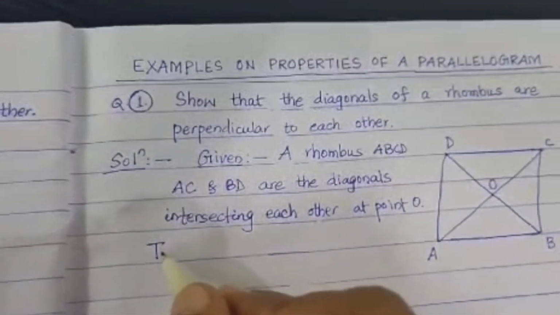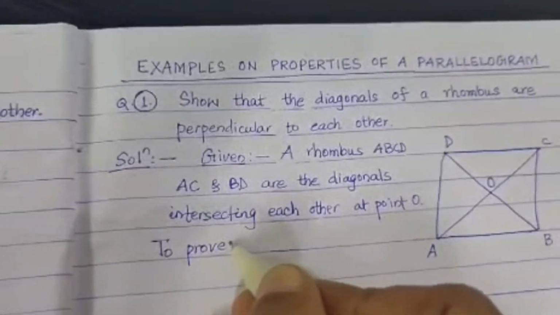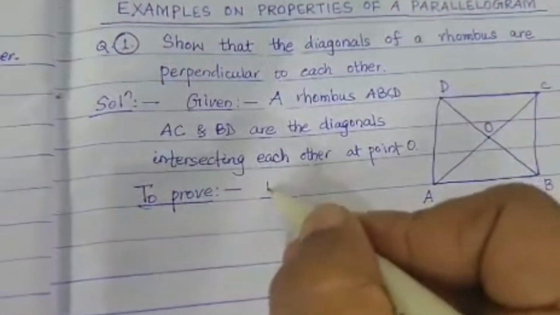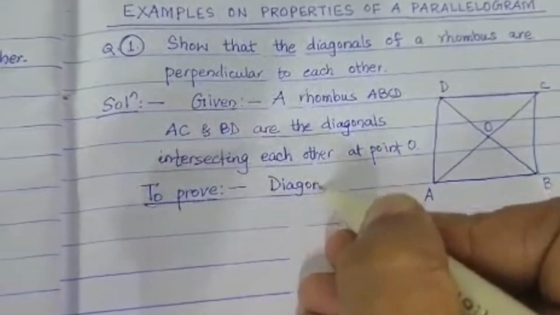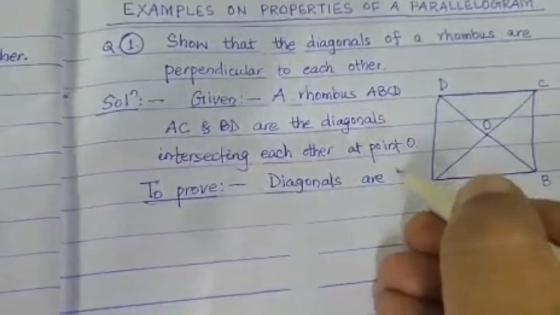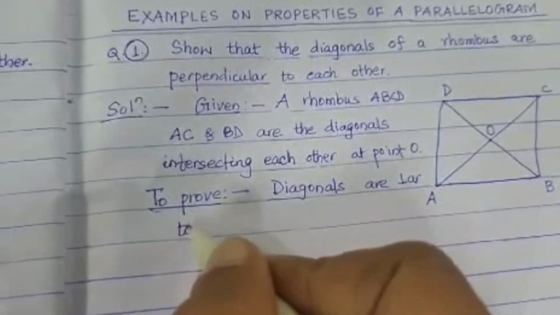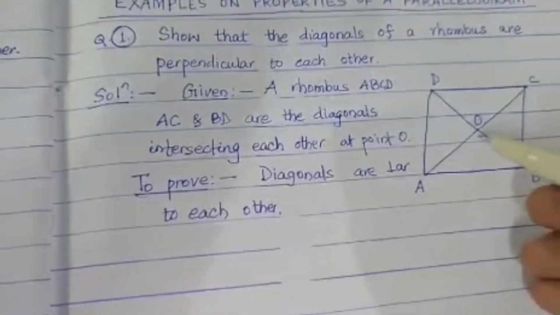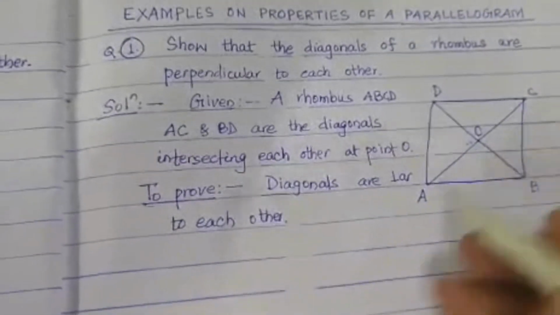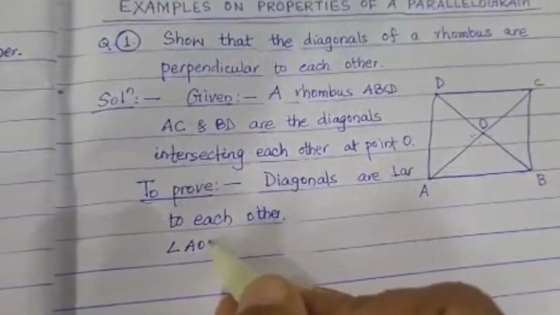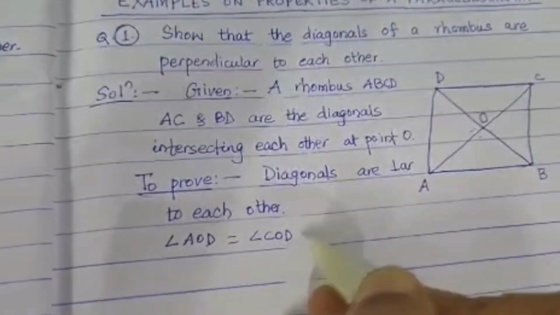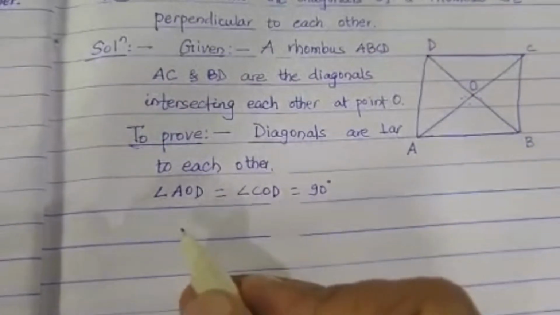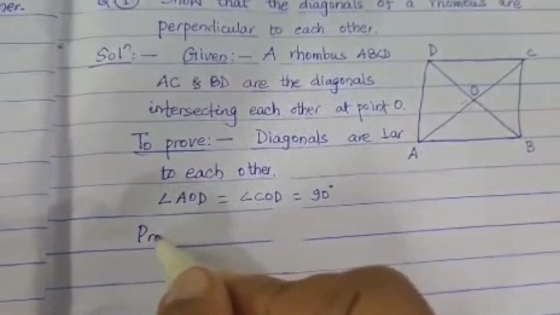Alright. Now we have to prove that the diagonals are perpendicular to each other. This means what? If we prove that these angles are all 90 degrees, meaning angle AOD equal to angle COD equal to 90 degrees, then we can say that the diagonals are perpendicular. So let's see the proof now.